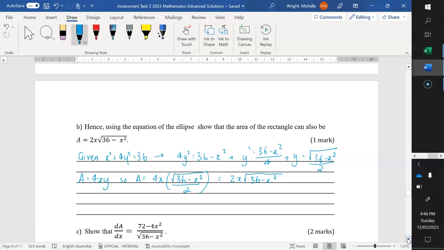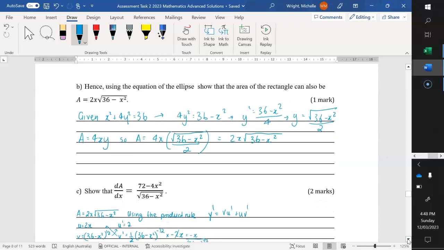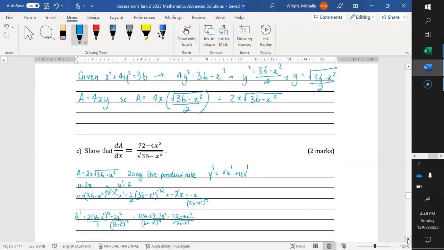And that would have got you 1 mark to do that. And those of you that did have a go at that did a really good job of that. Part C. We're wanting to show that dA/dx is equal to this. Now, what a lot of people did is they differentiated this and found me the second derivative. That is not what I want. I wanted you to show me that this is equal to this.